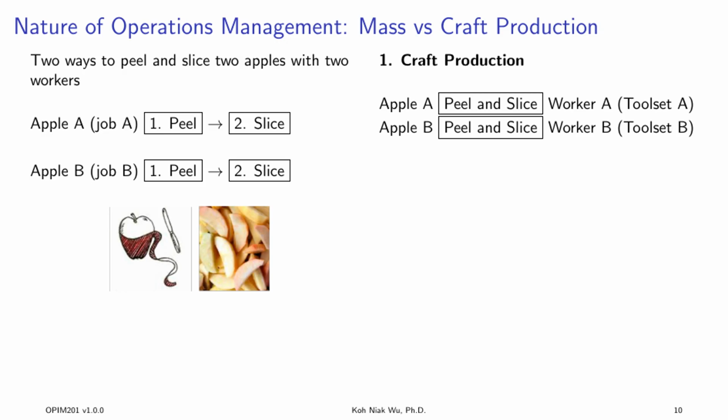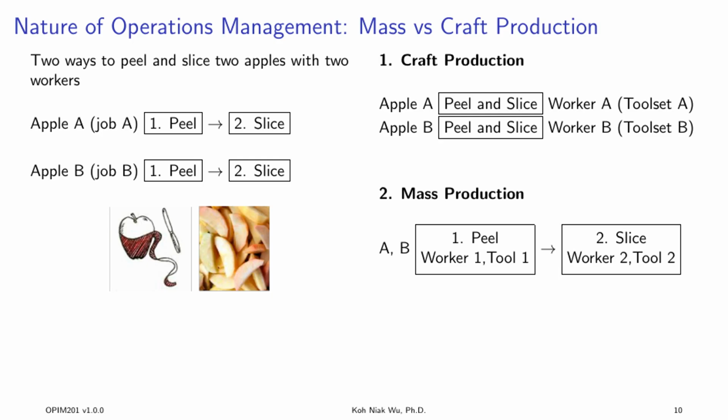This method allows for flexibility and customization. An example of craft production is artisan bakeries. These bakeries produce handmade bread and pastries, focusing on quality and unique recipes. Another example is jewelry designers who create custom jewelry pieces, often using unique materials and designs.